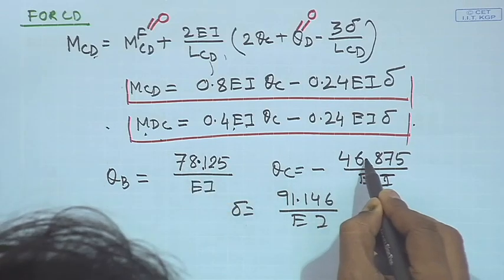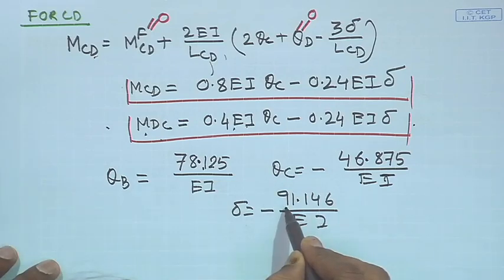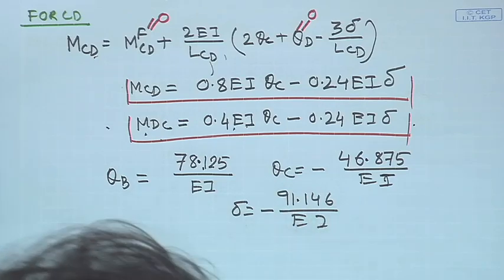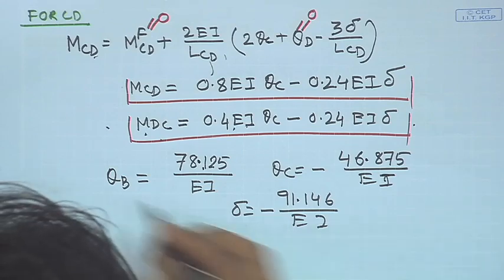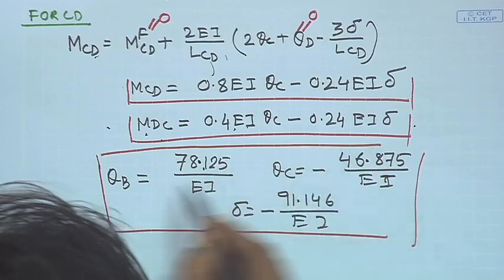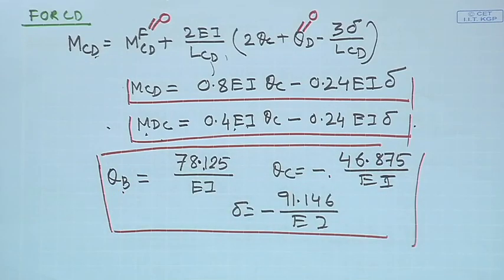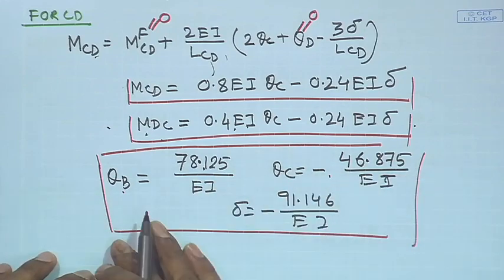78.125, 46.875, this is negative, and delta is equal to minus 90.145. This is the final solution. Now, one interesting thing is, in the previous example where there was no side sway, theta b and theta c were the same, but in this case theta b and theta c are not the same.